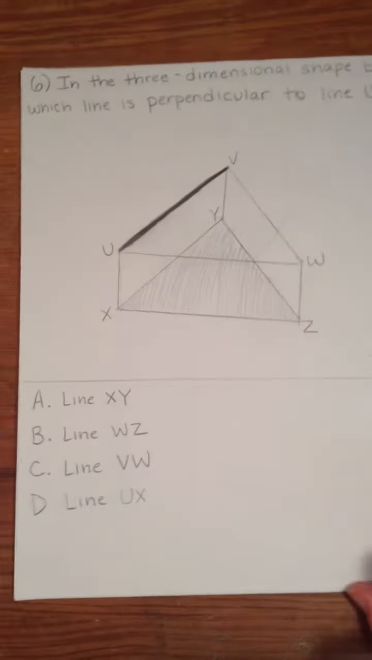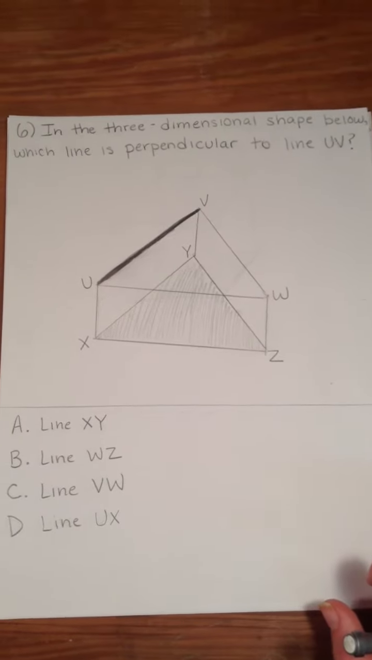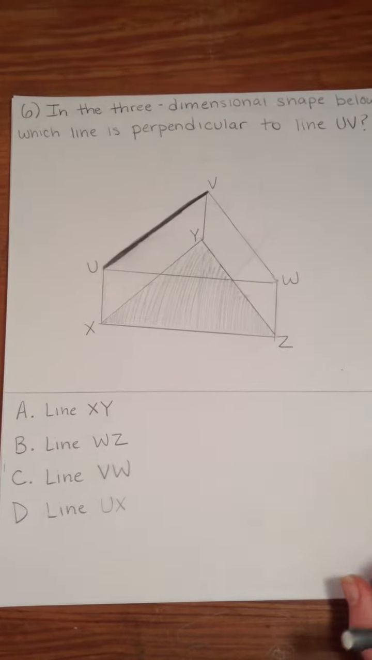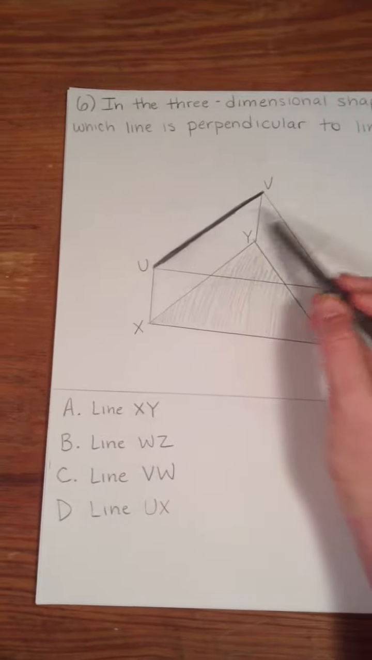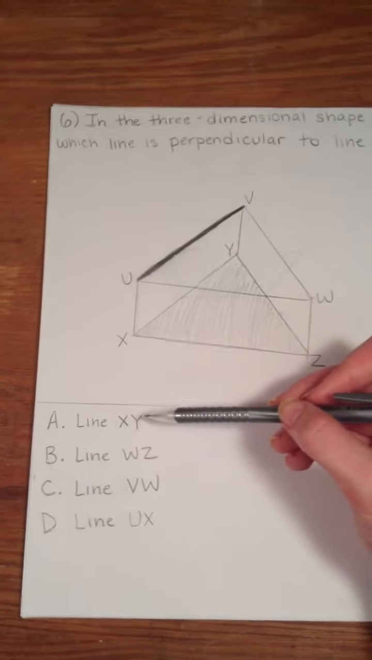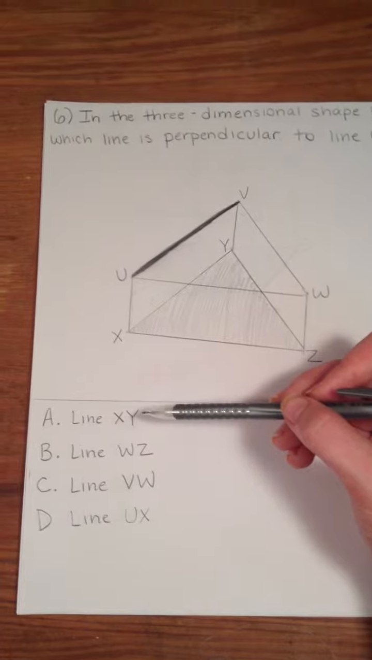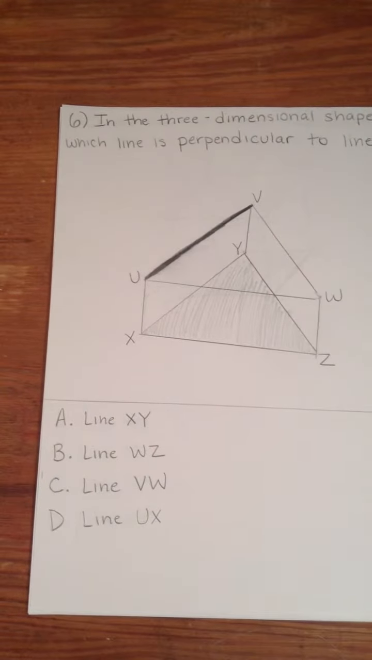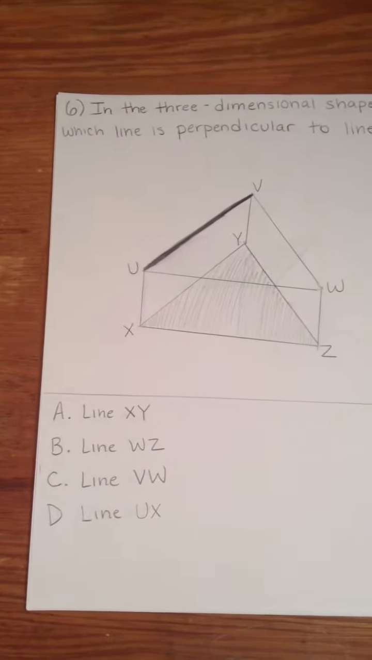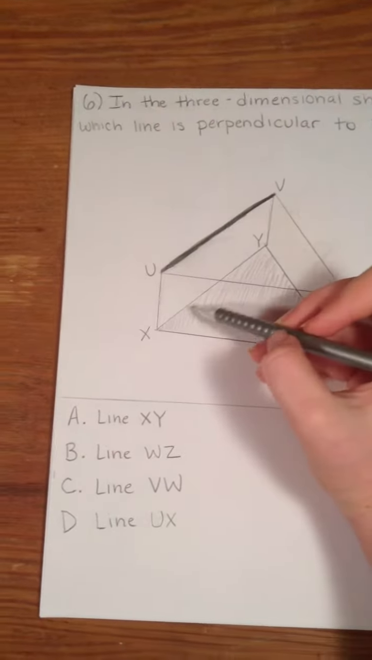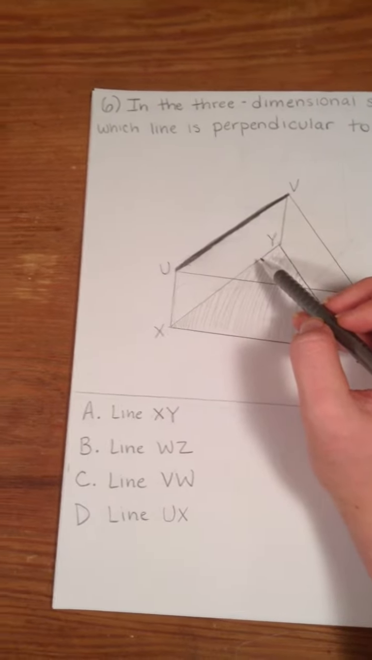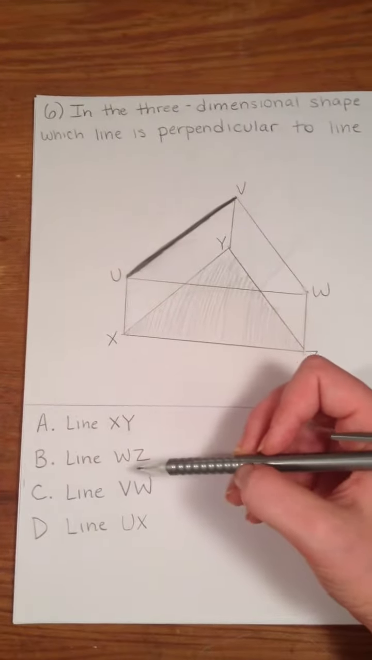Number 6. In the three-dimensional shape below, which line is perpendicular to line UV? UV is this line right here. So our first choice is line XZ. We have to look for the line that is touching and forms a 90-degree angle. The first choice, XY, is right here, and it's not touching UV, so that can't be the answer.